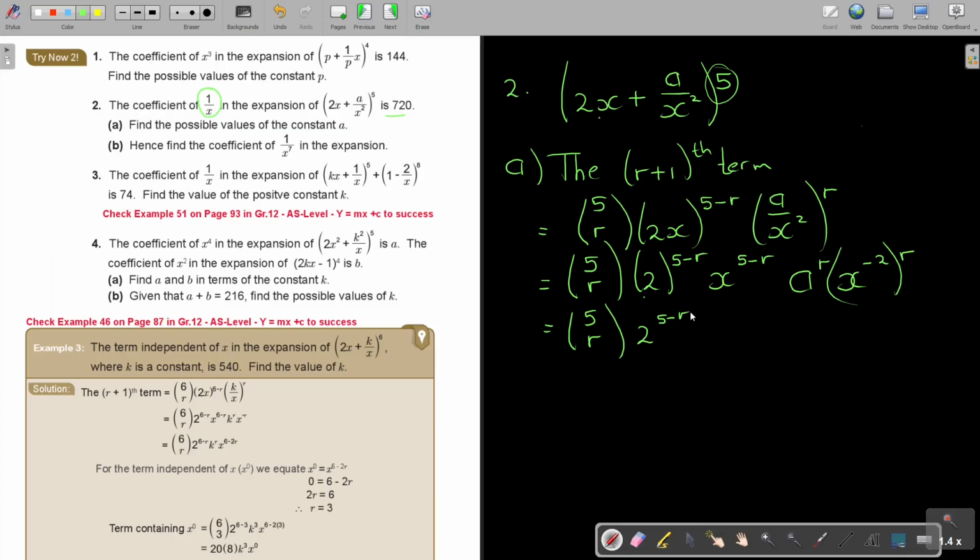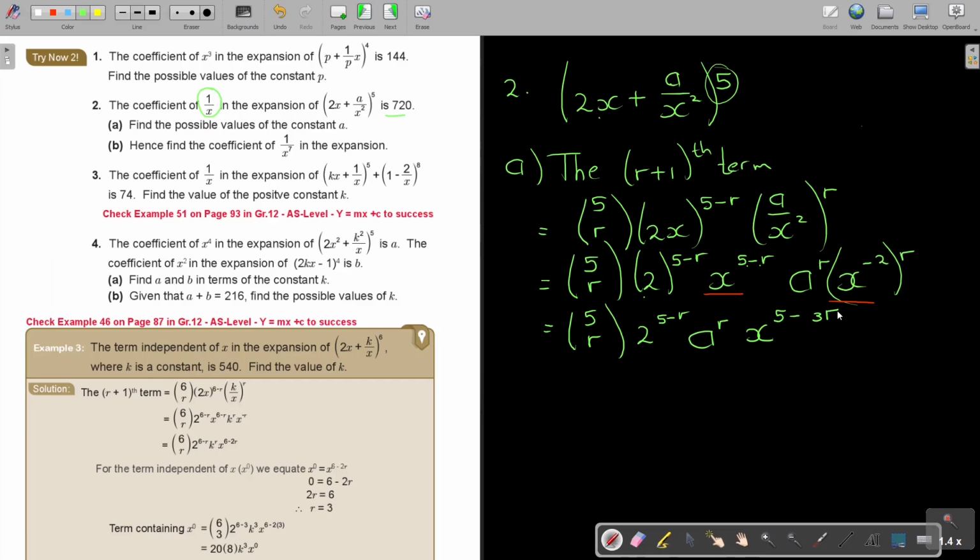I don't see another base with this, but I see another base here. So can I just show you? I see an x and an x, and I must make it 1. And I like to put it at the back. So bring the a to the power r, that's all right, and then x. Now this is 5 minus r minus 2r, so it's 5 minus 3r. Okay, and now I'm just going to start the sum.